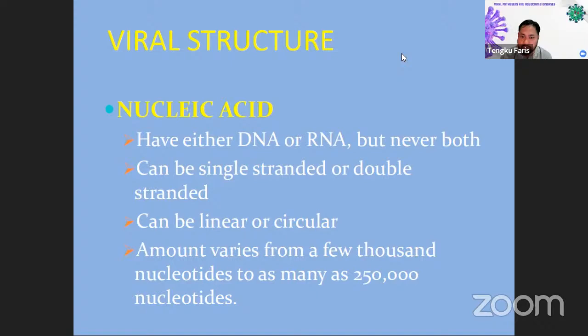We call it a plasmid. Plasmid is the bacterial DNA. It appears in a circular form. So in the case of the virus, you can find that the DNA or RNA can appear in a linear form, meaning a very straight line, or circular, like a loop structure. Okay, this is also possible. And the amount of DNA or RNA varies from a few thousand nucleotides to as many as 250,000 nucleotides.